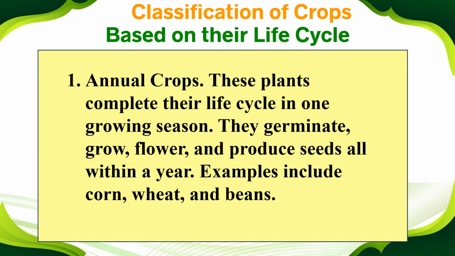The classification of plants based on their life cycle. Annual crops. These plants complete their life cycle in one growing season. They germinate, grow, flower, and produce seeds all within a year. Examples include corn, wheat, and beans.